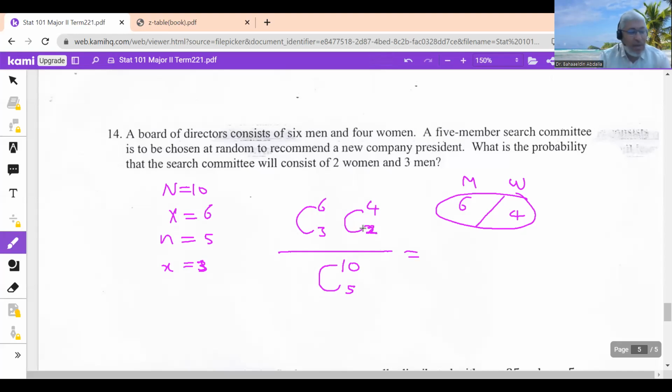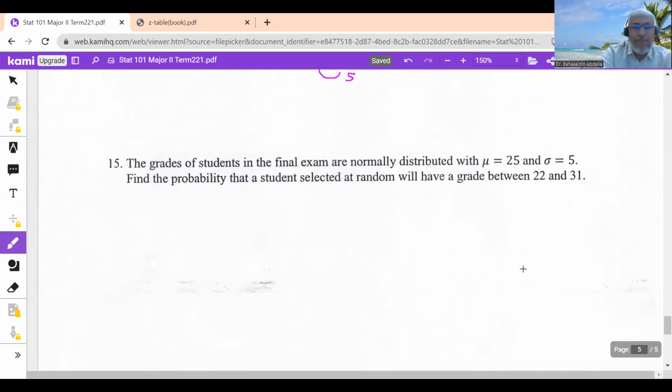And you can use the calculator. C is the bottom division, above division, you have nCr. If you use the calculator to find this, you will find that the answer is 10 over 21. It's enough to write it as 10 over 21. That's the accurate answer, but you can also change it to decimals.